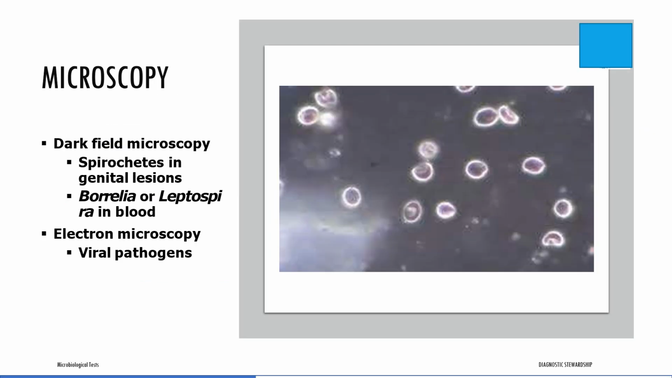There is dark field microscopy, which is used for spirochetes in genital lesions, and Borrelia and Leptospira in blood. Then we have electron microscopy, which is used for detecting viral pathogens.